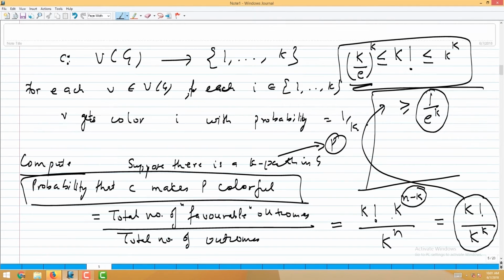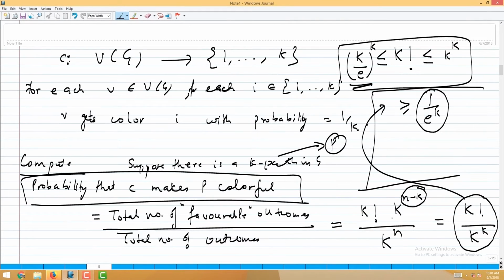But if it says no, then it is outputting correctly with probability at least 1 by e power k. So what does it mean? If it says no, we want to say it is correct. If it was no here, then it was a no in the original graph. Or in other words, if there was a k path here, then it says yes. So if there was a k path, it would say yes with probability at least 1 by e power k, because this is the probability with which this coloring would have colored this k path colorfully, right.